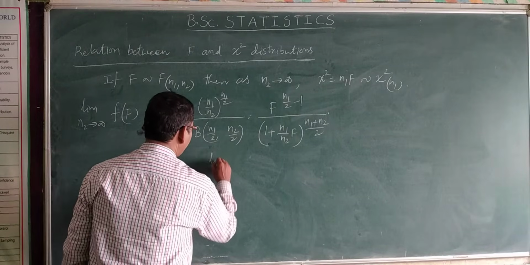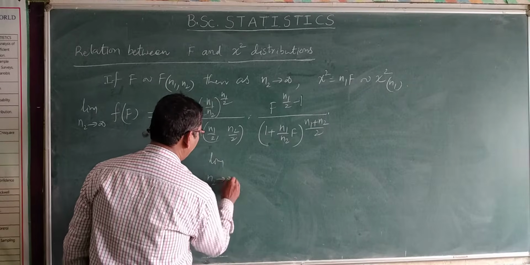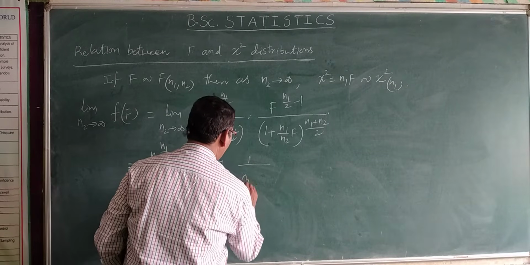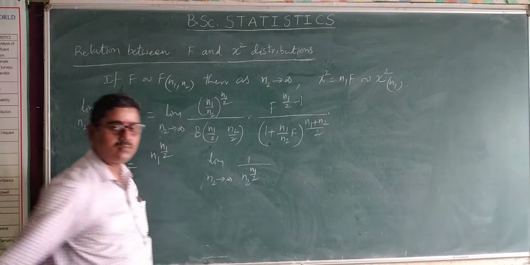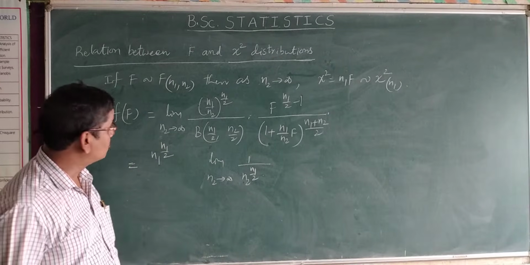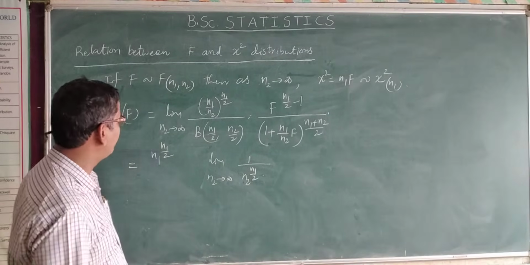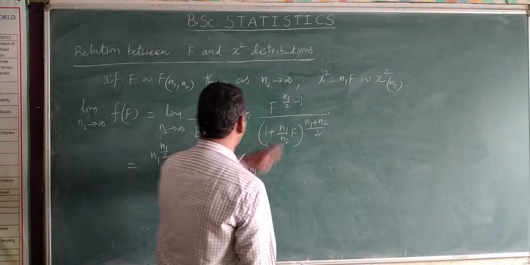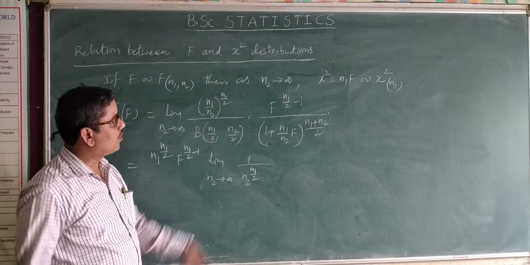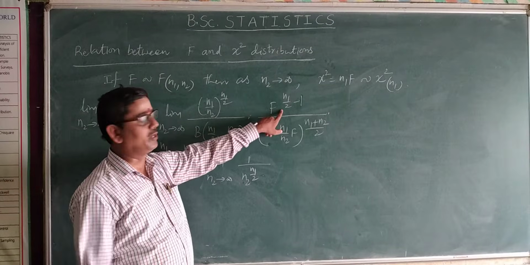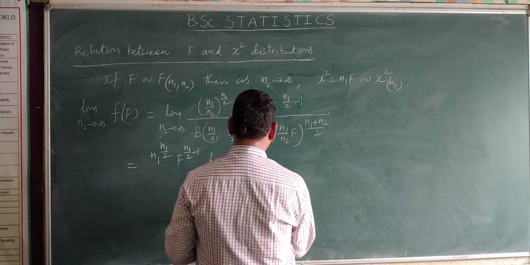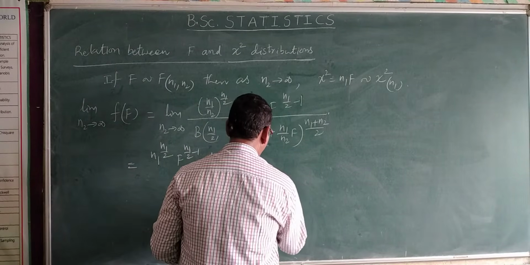So here I am writing limit n2 tends to infinity. Now n2 power n1 by 2 is there, so 1 by n2 power n1 by 2, I am writing inside the limit. Here we have n2, so we cannot take it outside; we have to apply the limit n2 tends to infinity. Now F power n1 by 2 minus 1 I am taking outside, since this term does not consist of n2, only n1, F, etc. And the remaining term is beta of n1 by 2, n2 by 2.